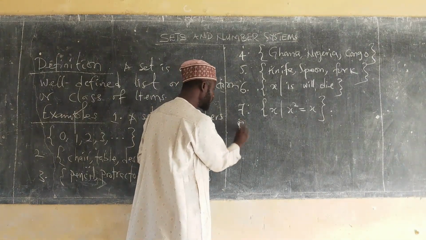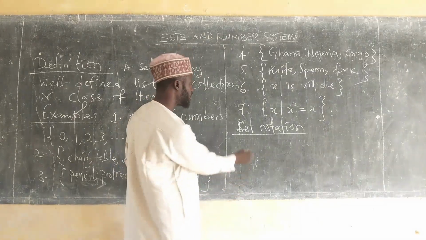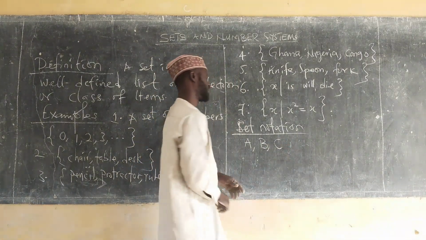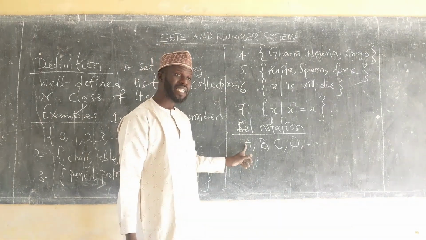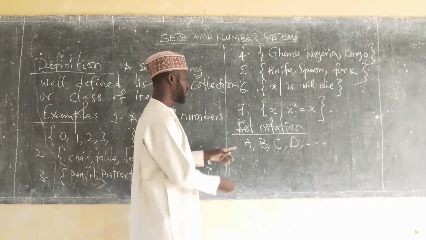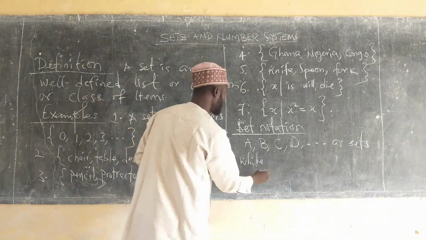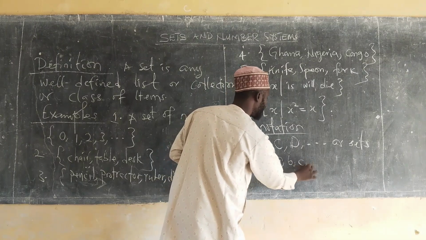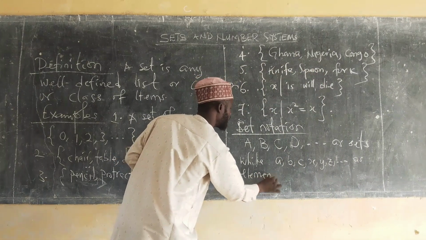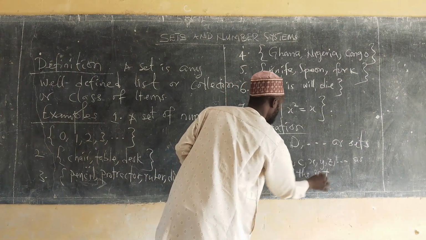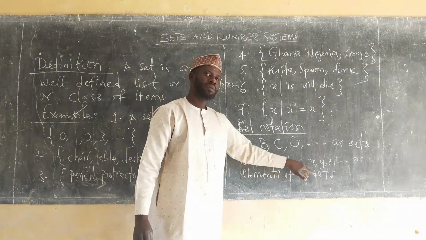We denote a set by capital letters. For example, sets are denoted by capital letters A, B, C, D, and so on. So we say let A be a set. When you see a capital letter, we know we are referring to the set itself. While we write small letters a, b, c, x, y, z, and so on, we call them elements of the set. So we write elements in a set as small letters, lower case.